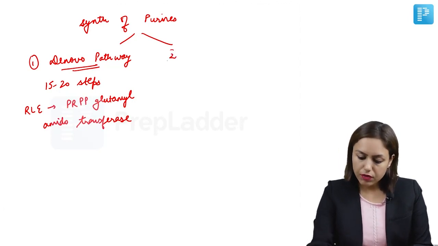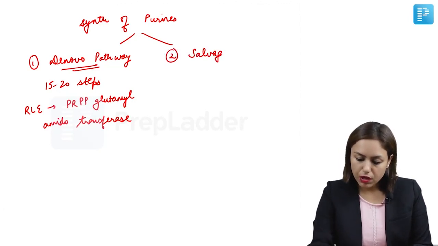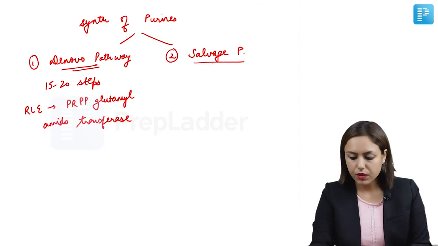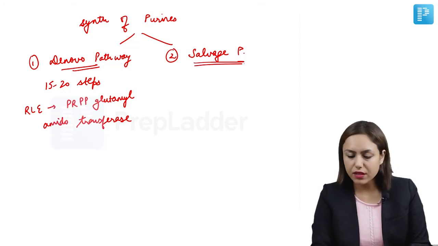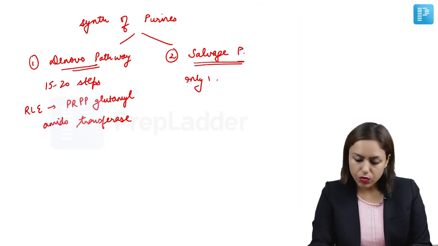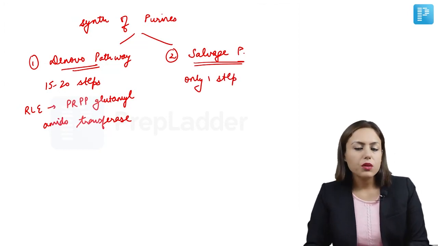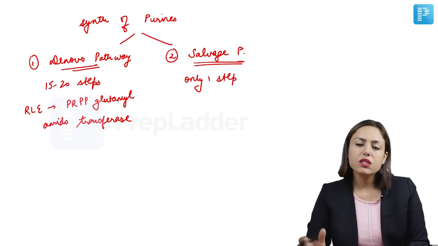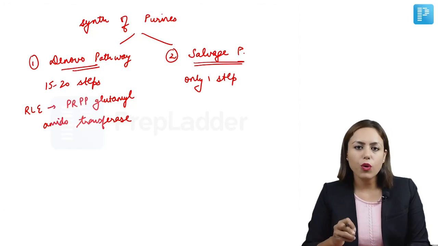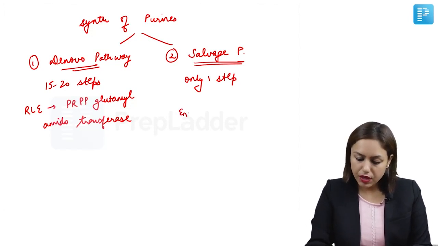On the other hand, we have one small salvage pathway. The salvage pathway uses less energy because it has only one step. Okay, the purines which are getting catabolized are taken up back into the body again by the salvage pathway. Okay, and the main enzyme of this pathway is HGPRT.